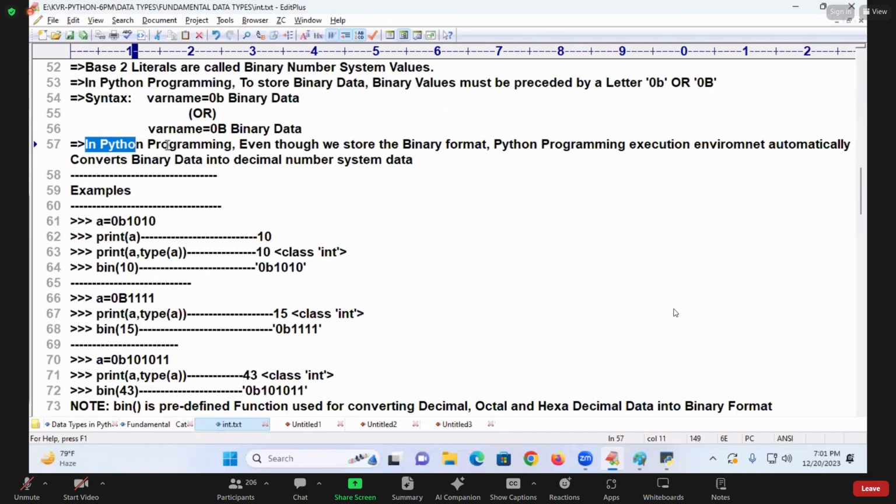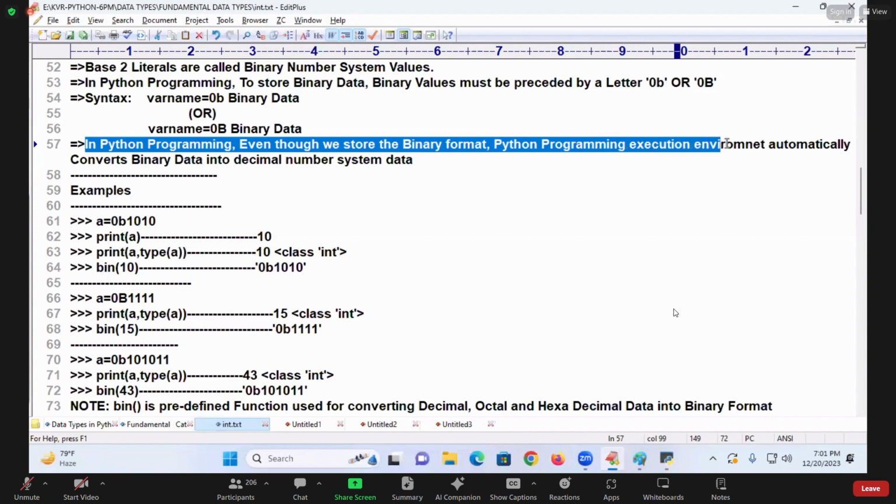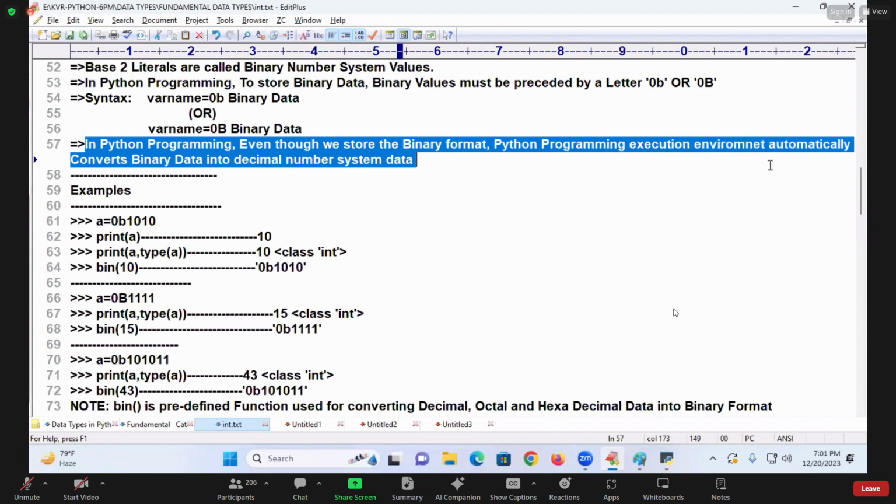In Python programming, even though we store the data in binary format, the Python program execution environment automatically converts it into the decimal number system. Why? I already covered this in my classes on high level programming. Even though you represent the data in low level format, it automatically converts into the end user format. Already said or not? So why will the doubt come? You need to read my notes.